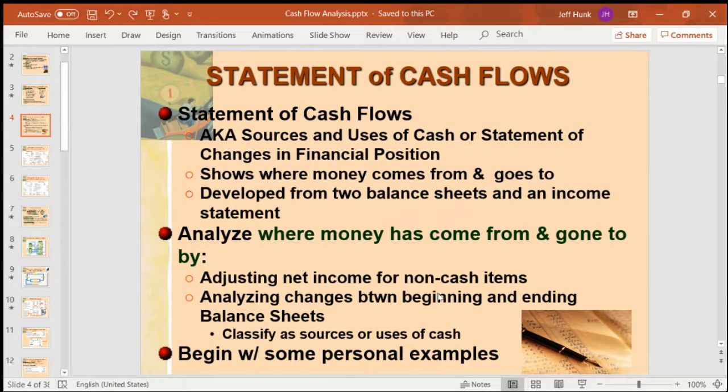Think about it. If you made a sale, and if all the sales revenue was in cash, then your net income, or EAT, will also be in cash. But your sales revenue is not necessarily all in cash. A lot of it is in accounts receivable, right? So you need to make adjustments for non-cash items.